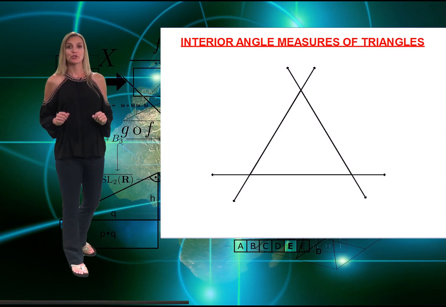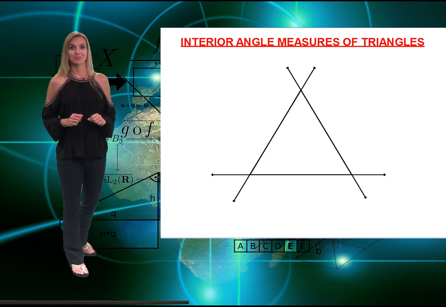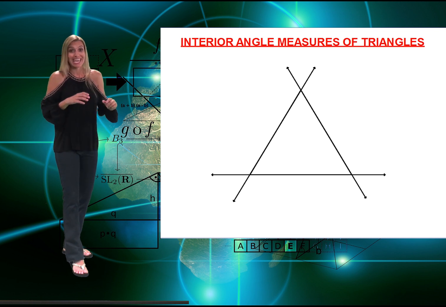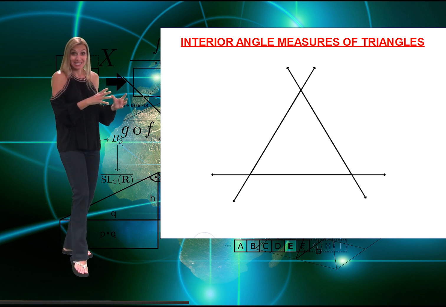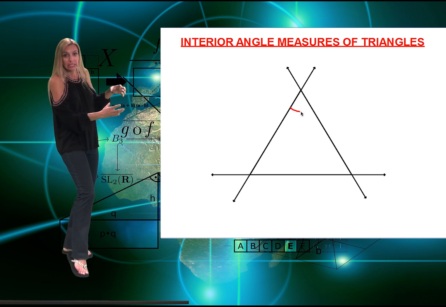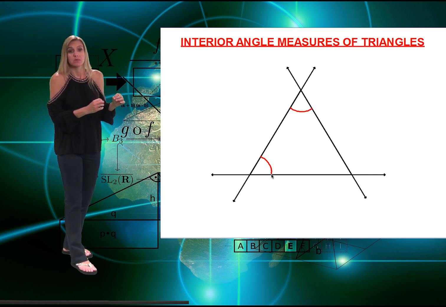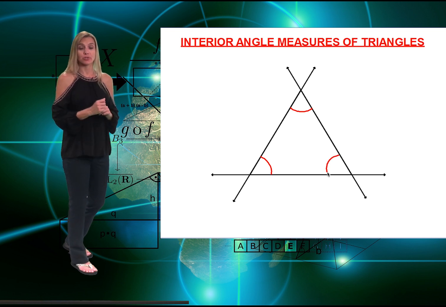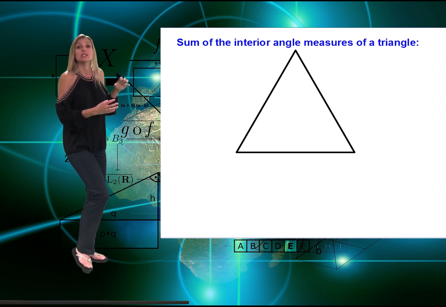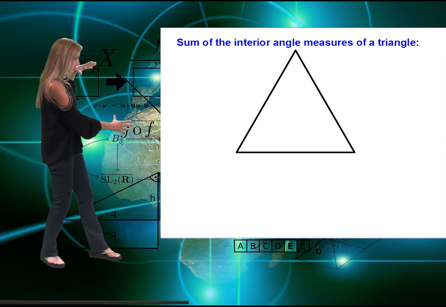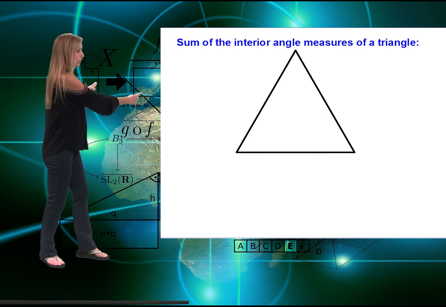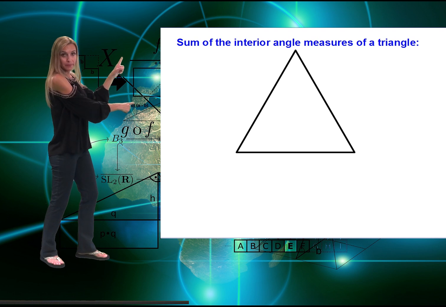Interior angle measures of triangles. Interior angles means literally angles that are on the inside of a triangle. If I talk about the interior, we just said there are angles on the inside. So let's name them. I can name them angle A, angle B, and angle C.